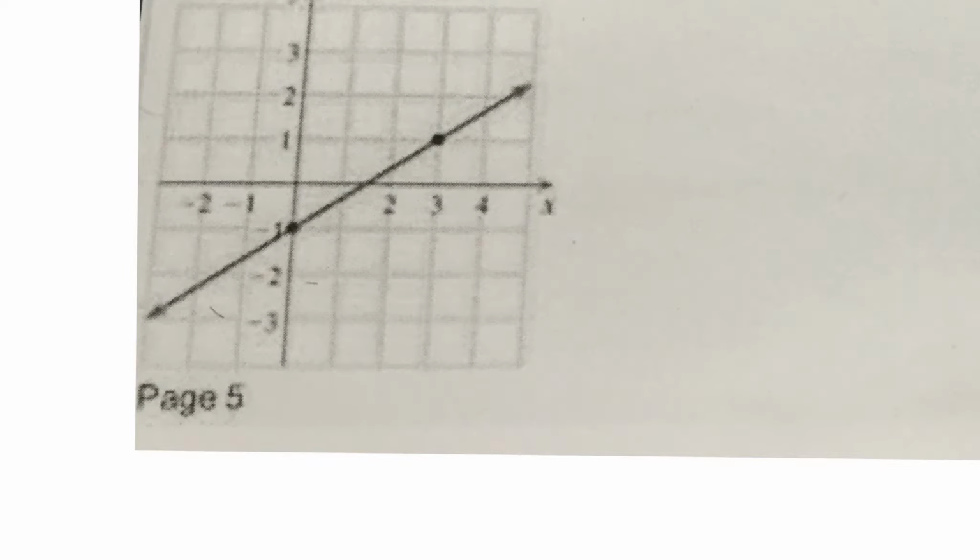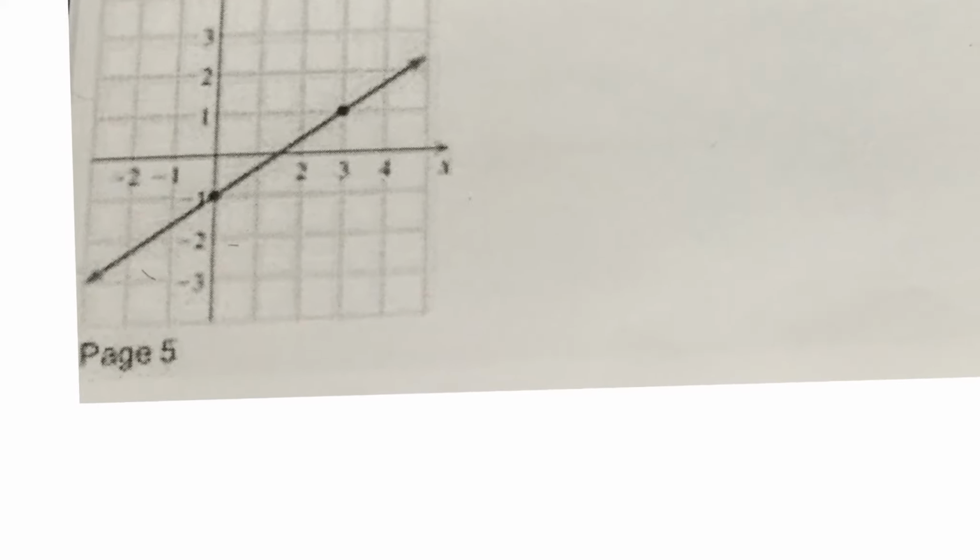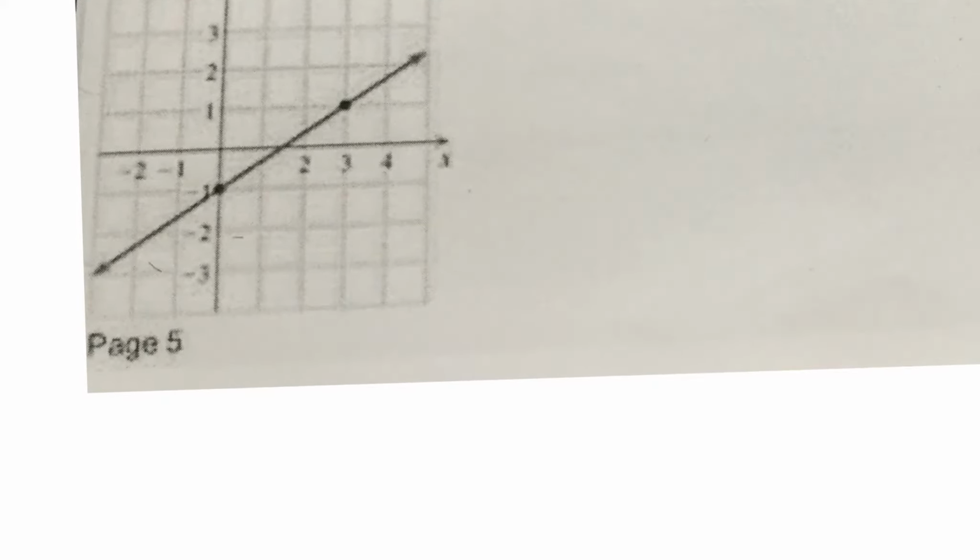Okay, so the directions here tell me to write the equation of this line in both point-slope form and slope-intercept form. So we will start with slope-intercept form because it is what you are more familiar with. To use slope-intercept form, I need to know the slope and the y-intercept. So I would start with the y-intercept. It's easier to find. So where did this cross the y-axis? At negative 1.